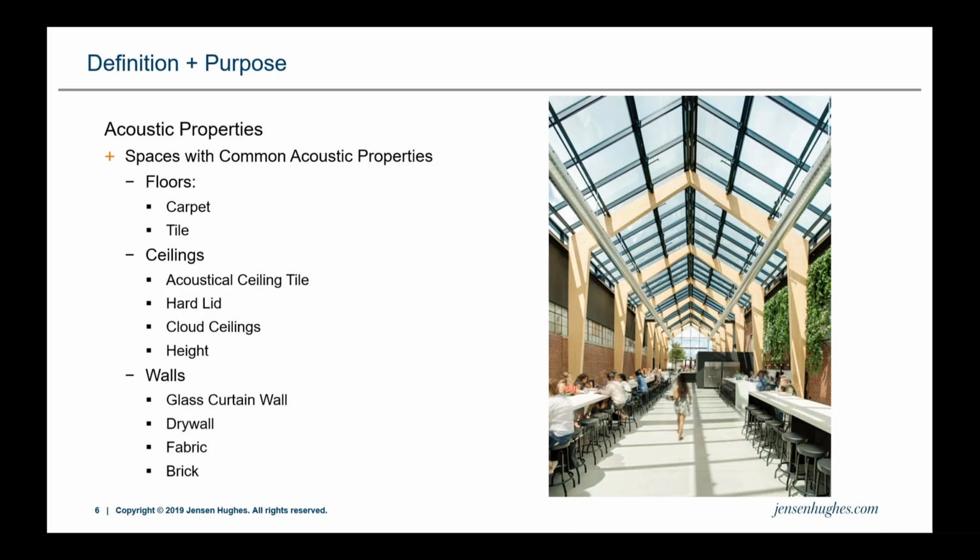We have to understand what the walls may be made of. Maybe we're dealing with glass curtain wall like you see at the very end of the space in your picture, or drywall, as you commonly see in most buildings today. We can have fabric on the wall or other absorbing materials that can greatly improve the sound characteristics of a room, or even, like you see in this picture, brick or steel or something else that might be highly reflective. So the physical construction makes up a lot of these common acoustic properties that we might see from space to space.